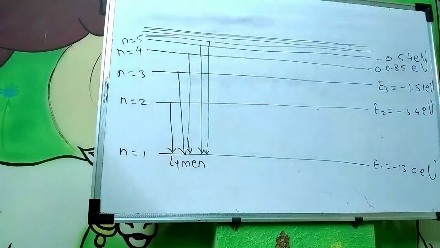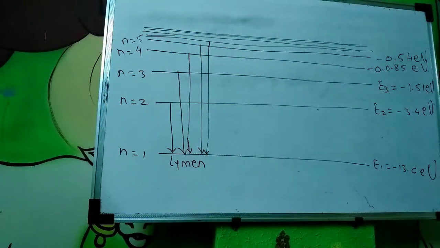So in this series, the radiation of the electron is in the ultraviolet range.